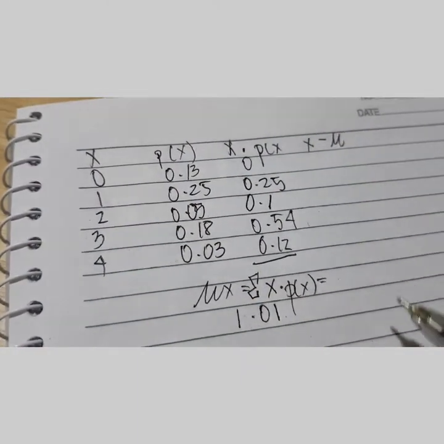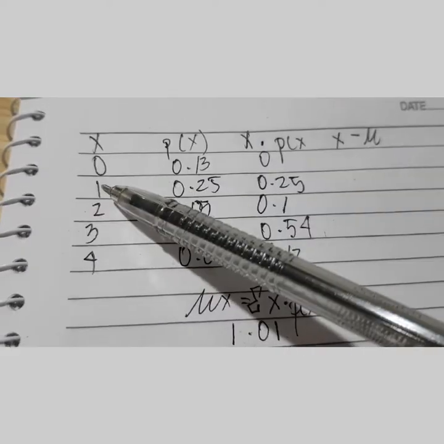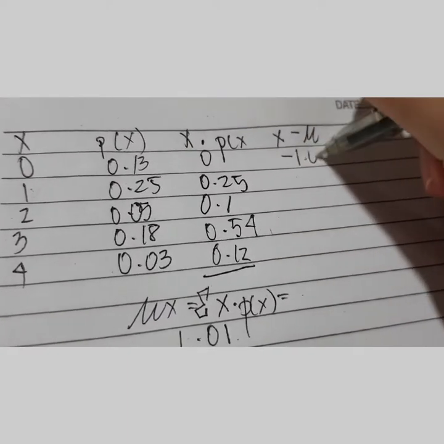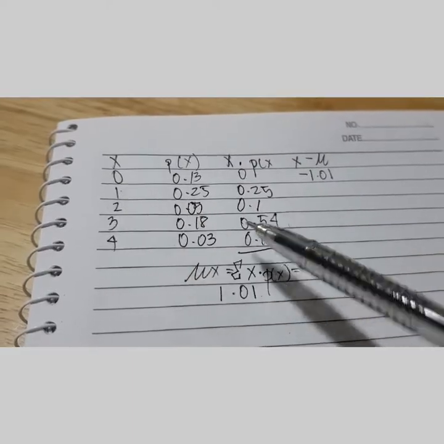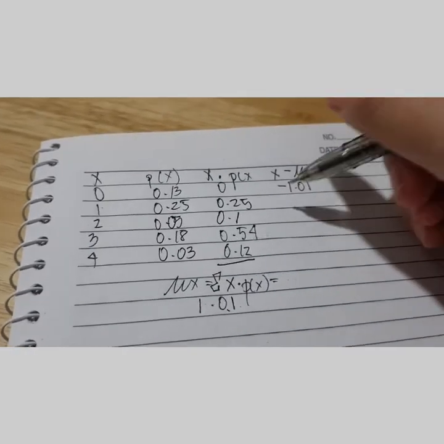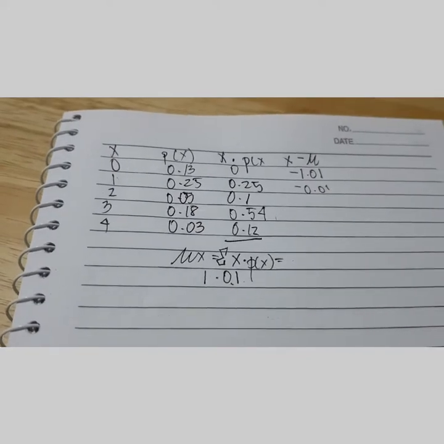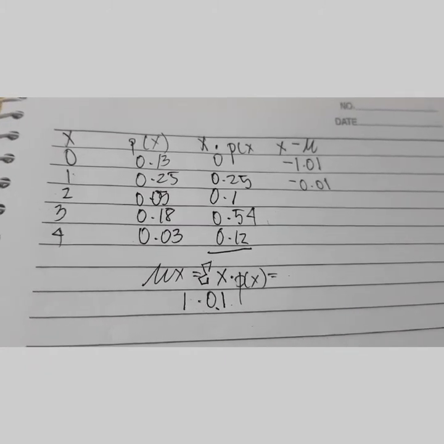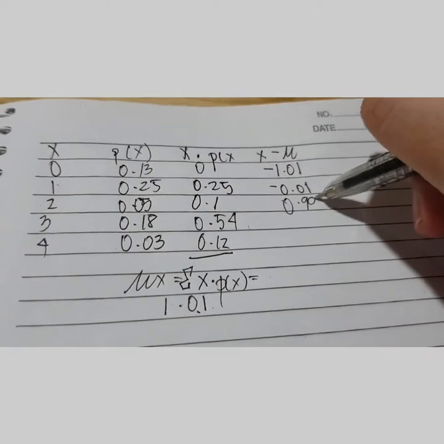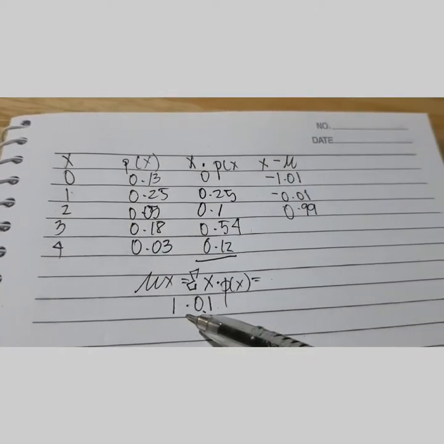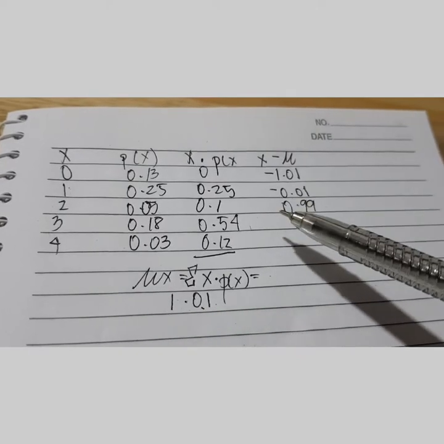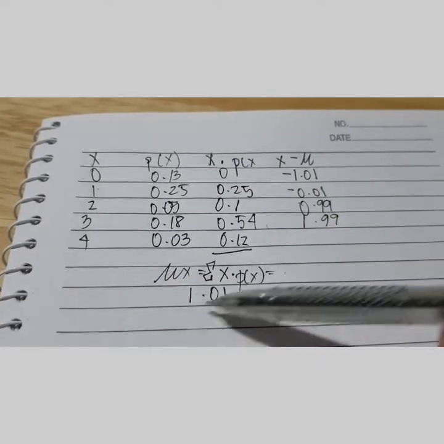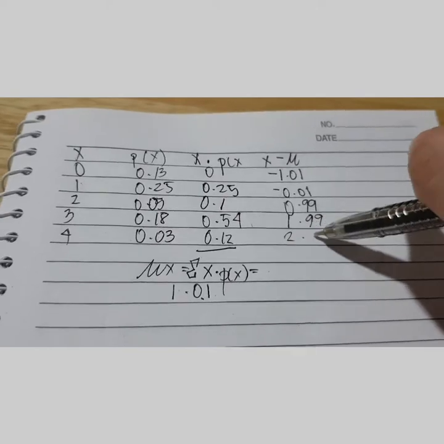Next is x minus the mean. 0 minus 1.01 is negative 1.01. 1 minus 1.01 is negative 0.01. 2 minus 1.01 is equal to 0.99. 3 minus 1.01 is equal to 1.99. 4 minus 1.01 is equal to 2.99.